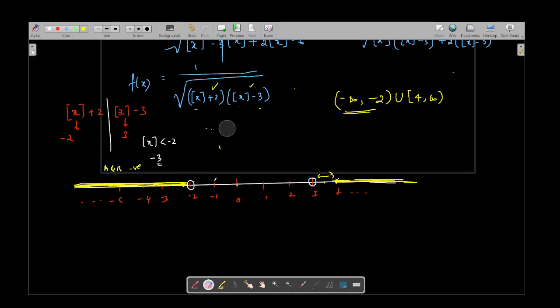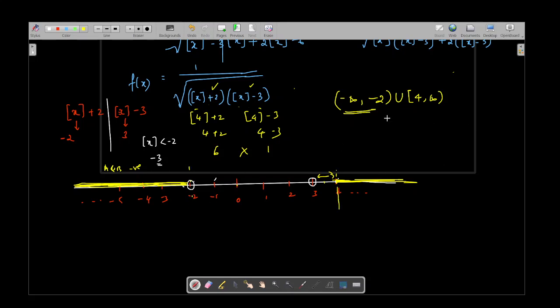Finally, if I take any value exactly equal to 4, we get 4 plus 2, and here we have GIF of 4 minus 3, GIF of 4 is 4 again. So here we'll get 6 and 1, both are positive. So any value after 4, both a and b are positive, hence the product is also positive.